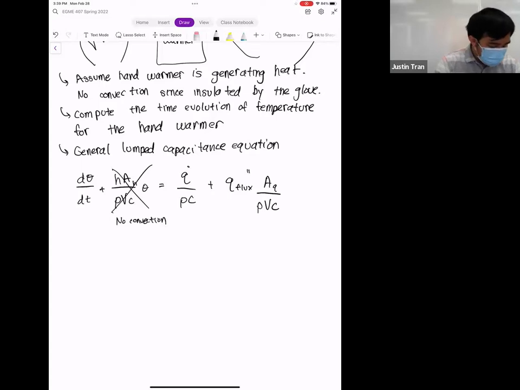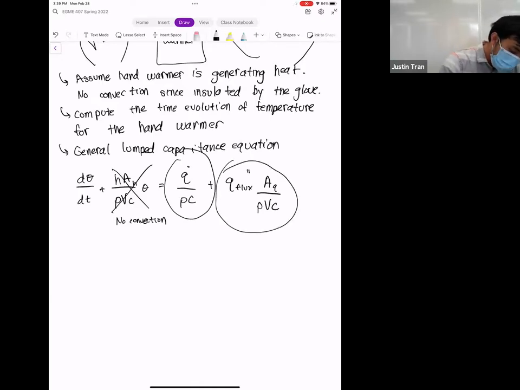Right. We do know that there's thermal generation, right? Because we know that the hand warmer is generating heat on its own. Okay, so we know we're going to keep that guy. What about this term? So what about the heat flux term? And so are we going to have a heat flux term here? What do you think?